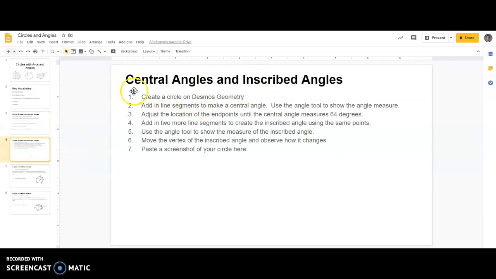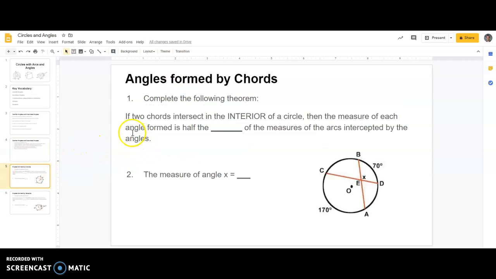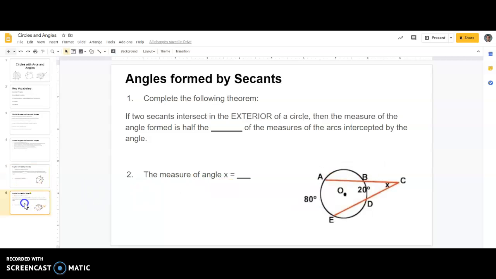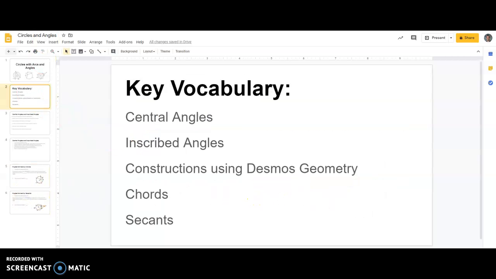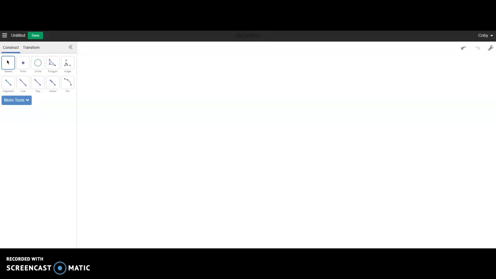The construction you're going to do on Desmos gives you the step-by-step walkthrough, and then some other fill-in-the-blanks and some questions to answer. So let's get right to it with Desmos geometry. This is just desmos.com/geometry if you've never been there.